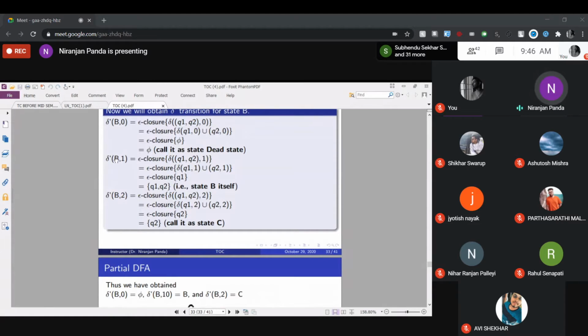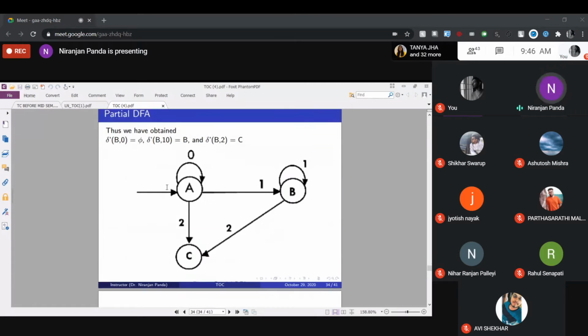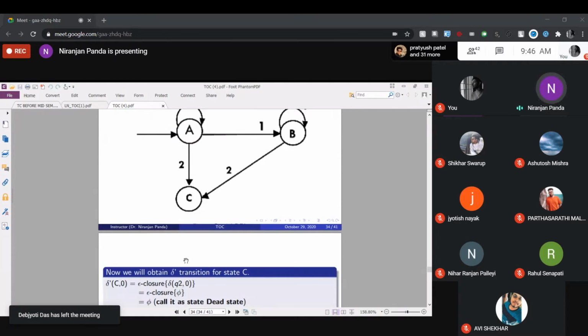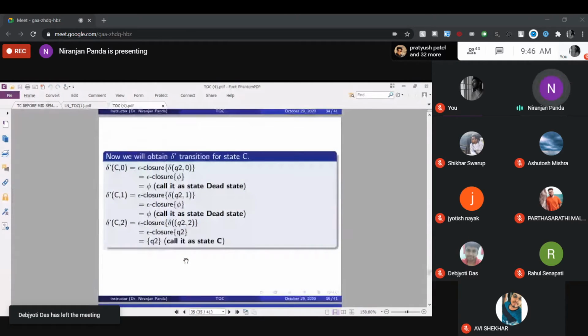And now going for the partial DFA, I can say B with a 0, phi, B with a 1, B, B with a 2, C, over. B with a 0 I have not shown, you can design a phi state or dead state here. Again, this is partial because C's transition is not defined.